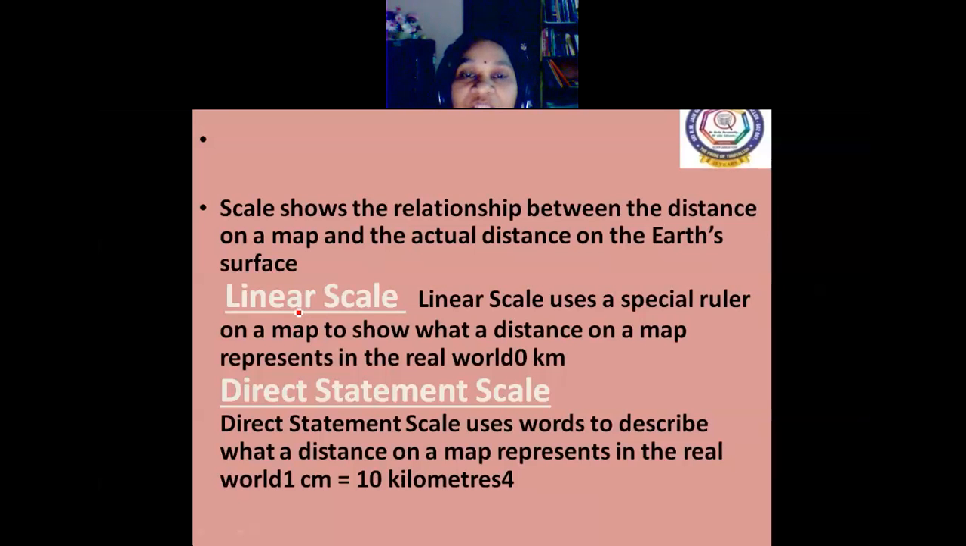See, let's first see about the linear scale. A linear scale uses a special ruler. Ruler means scale, you know, on a map to show what a distance on a map represents in the real world. 0 kilometer. Direct statement scale is used to describe what a distance on a map represents in the real world. 1 centimeter is equal to 10 kilometers. 1 centimeter in the direct statement scale.